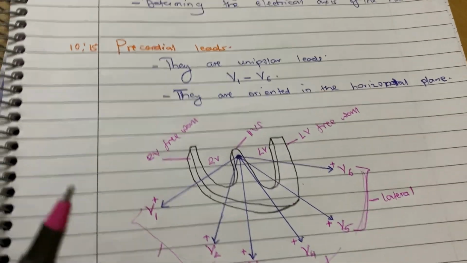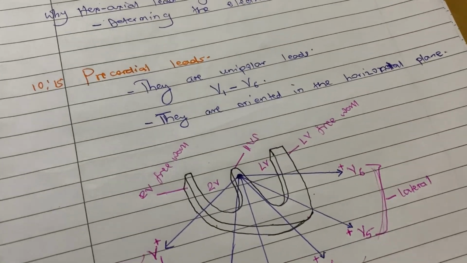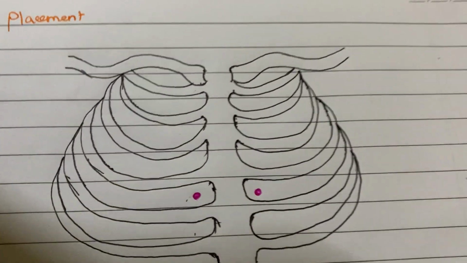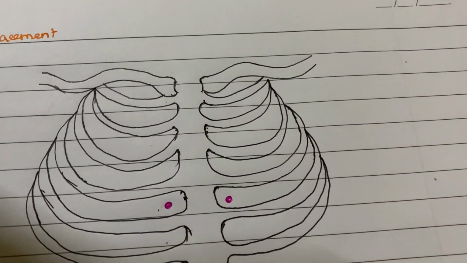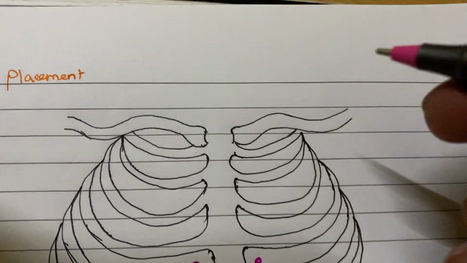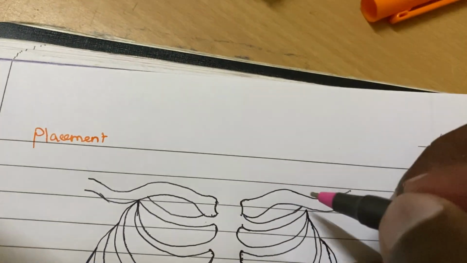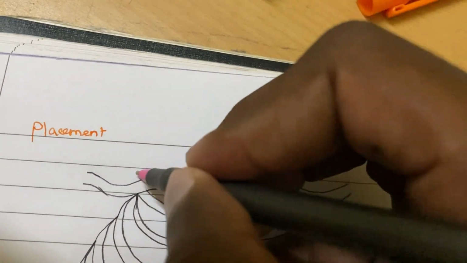So now, placement. This is the positioning. We said they are going to be placed on the chest wall. So if you see the chest wall, this one is going to be the clavicles. These are the clavicles.